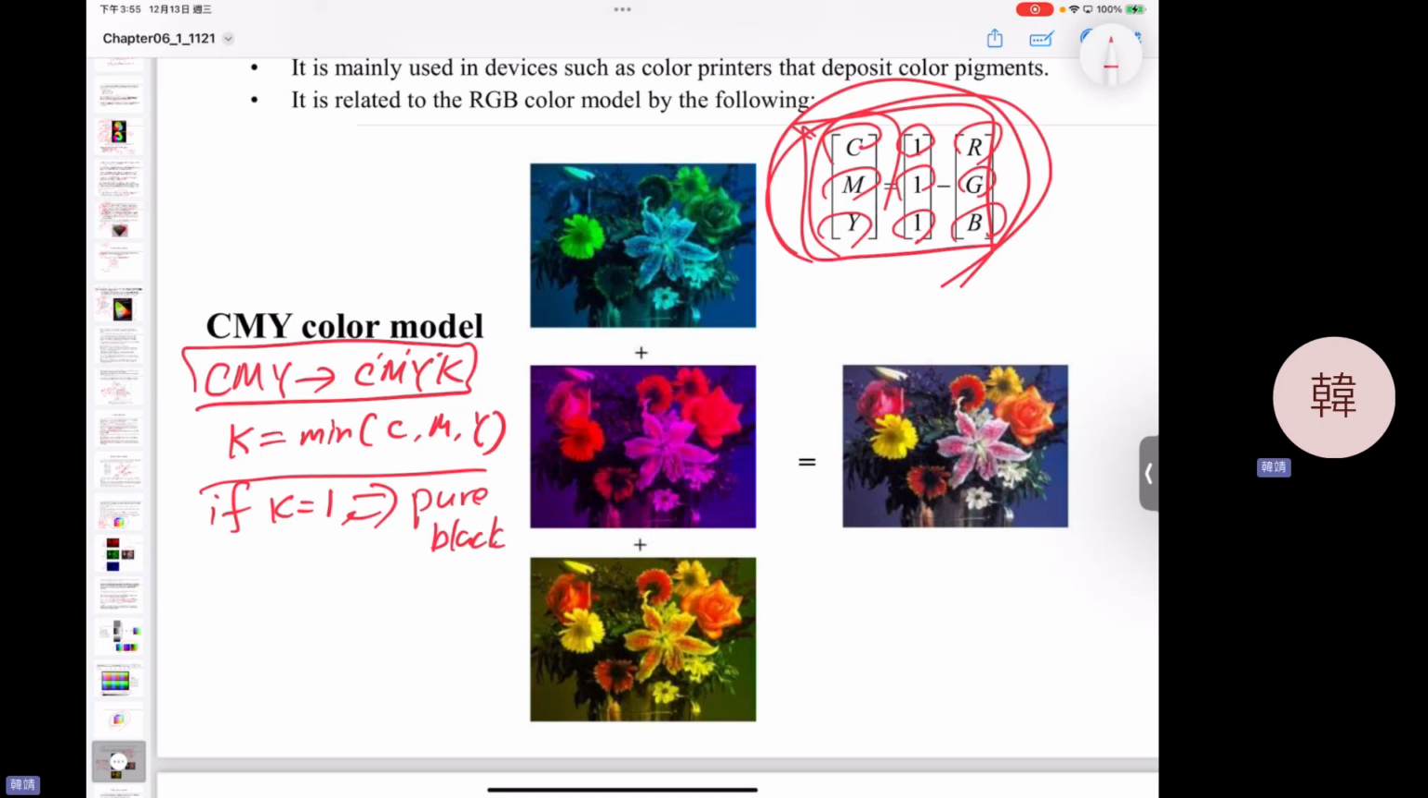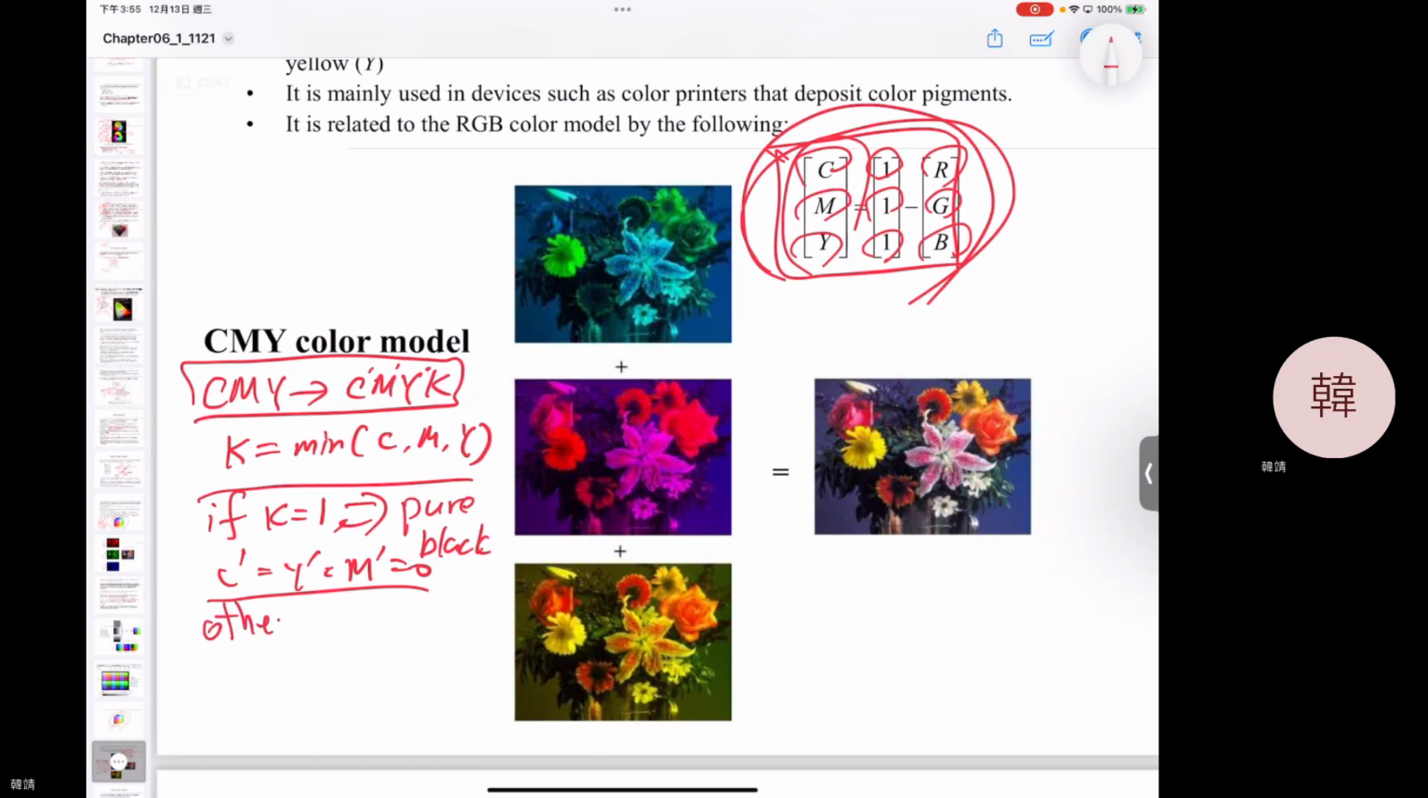So what's a pure black? It's all mixed together, so there's no other component at all. At that time, C' equals Y' equals M' equals 0. This is the only one condition. If you use black in your system and want to represent this K color, it must be fully saturated: black is 1, and all the CMY in the new system will be 0.